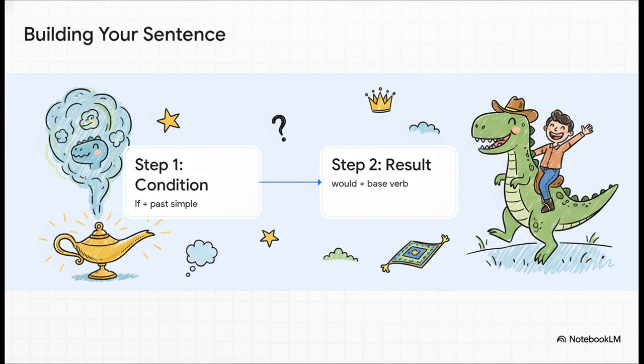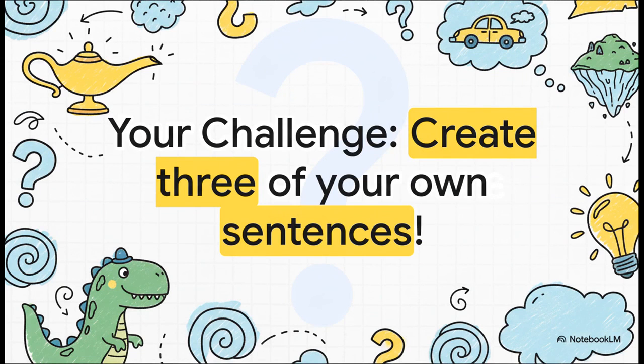It all boils down to these 2 simple steps. Step 1, start your sentence with the imaginary situation. That's your if part, with a past simple verb. And step 2, add the result. What would happen? Using would plus the main verb. That's the whole thing. So here is your mission, should you choose to accept it.